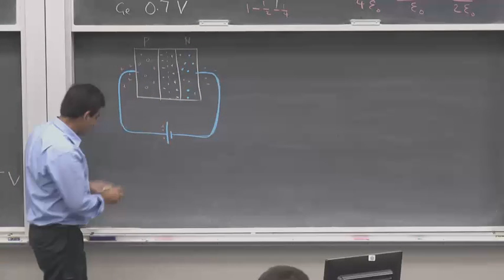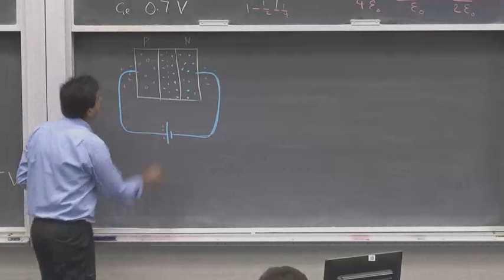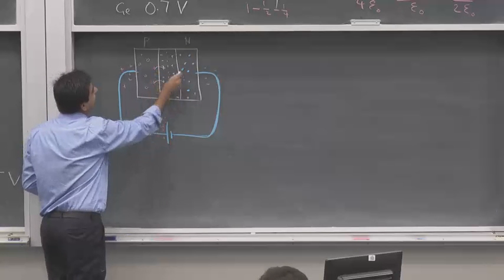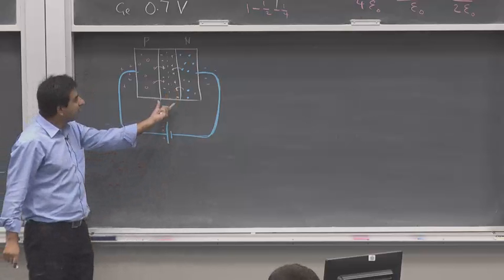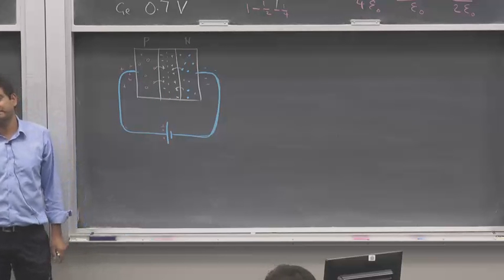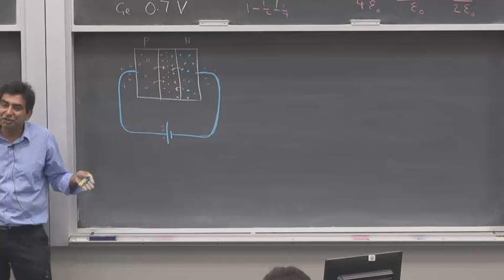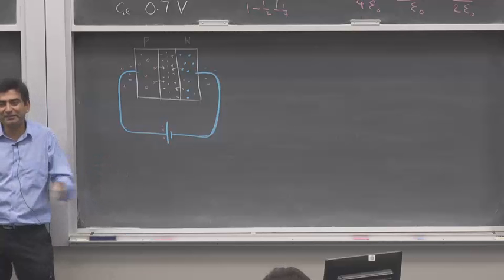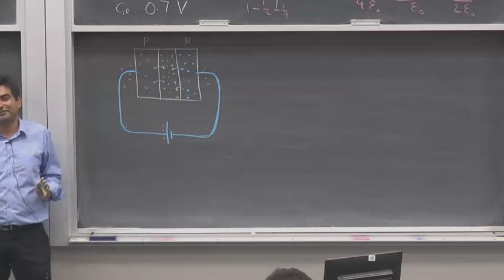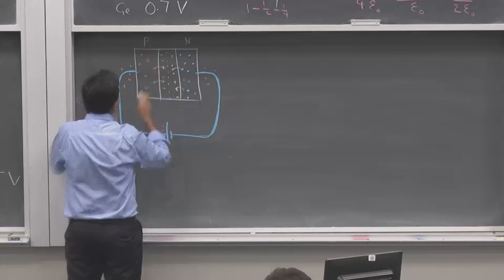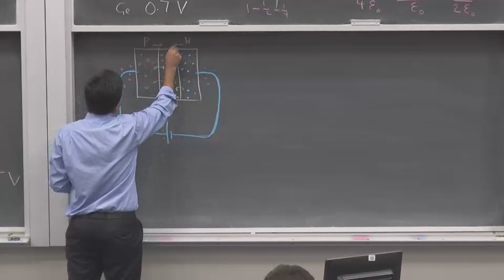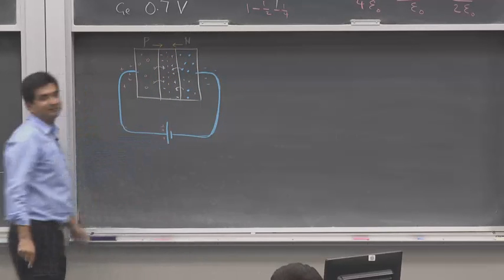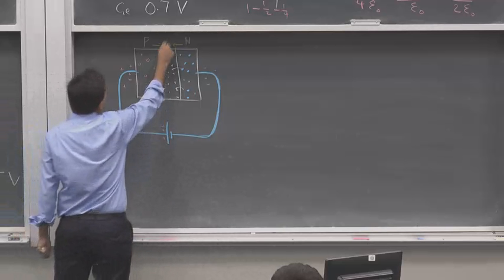So these holes would tend to jump into this region, and these electrons would tend to jump into this region, and they will dilute the effect of this junction capacitance. So this junction will actually shrink here by a few atomic scale units. So instead of a wide junction here, this junction is going to slightly shrink. So we have a smaller D now.